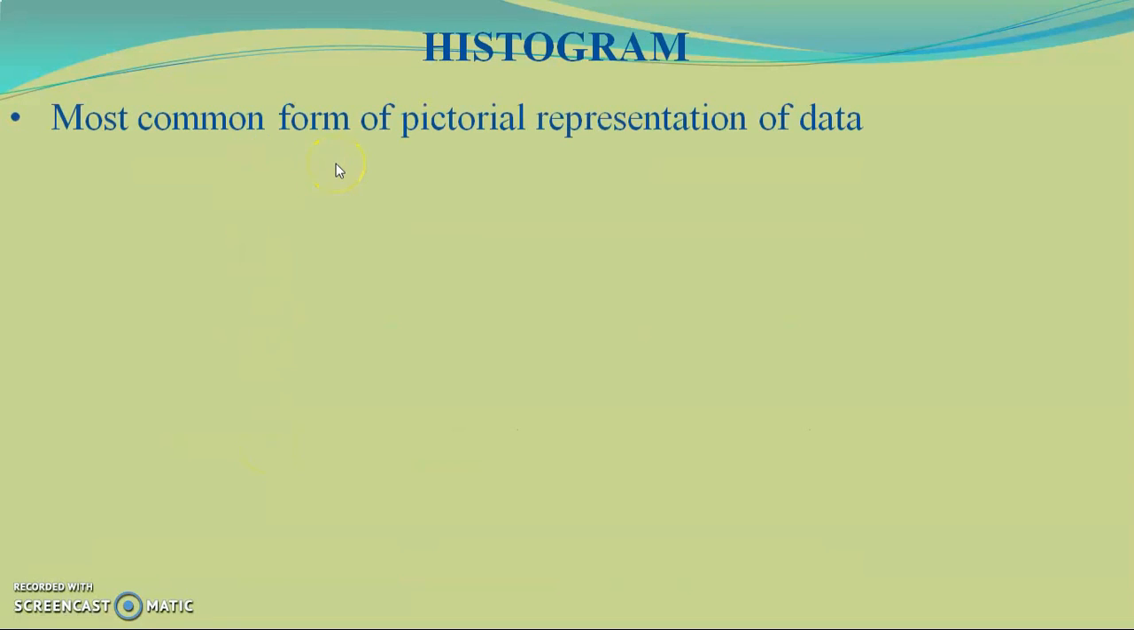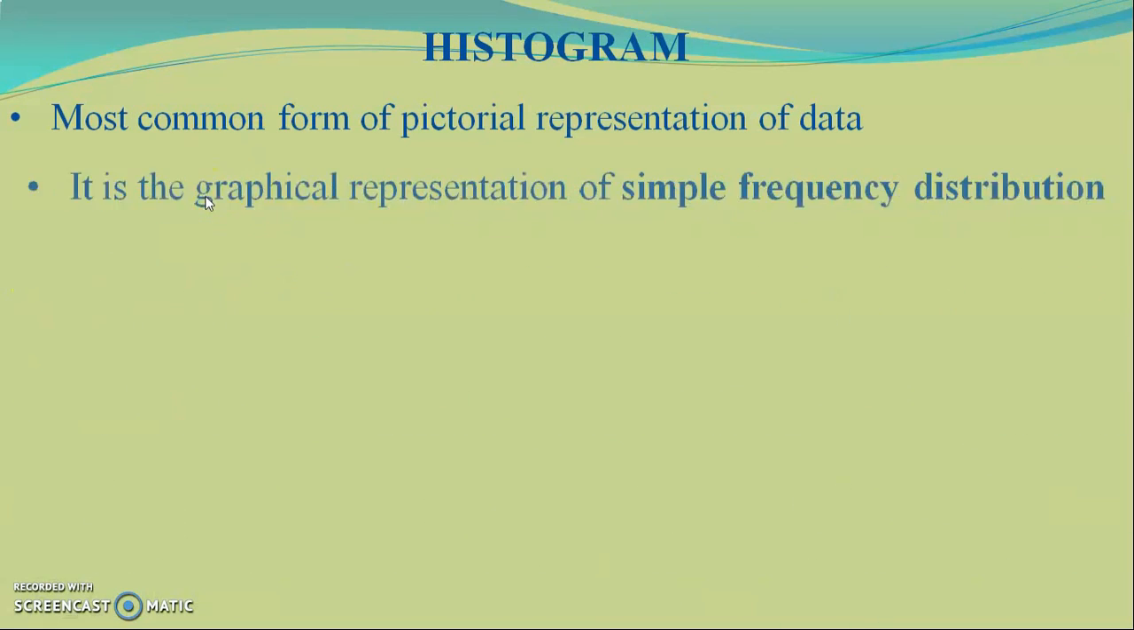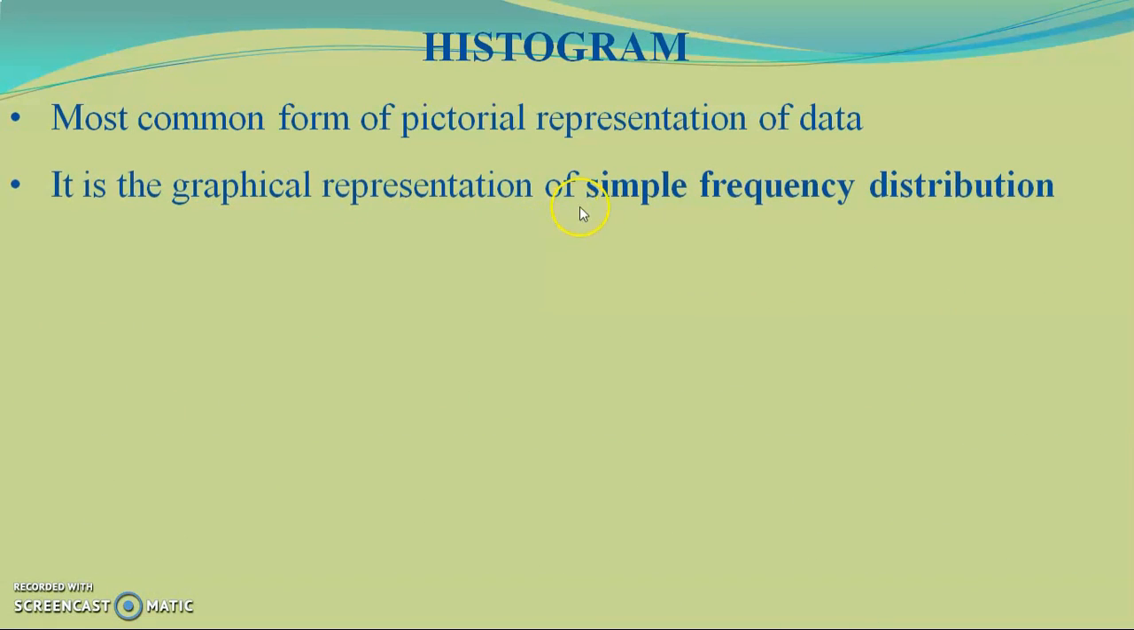The most common form of pictorial representation of data is a histogram, the first example. Now we have been discussing various terms coming in frequency graphs. The first one is histograms, the graphical representation of a simple frequency distribution. We have already seen the tabular representation of frequency distribution. Now we are going to see the graphical representation of the frequency distribution as a histogram.